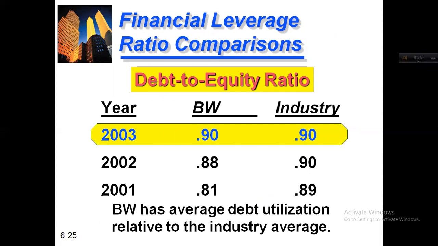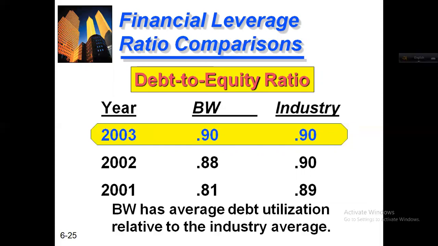invested by debt. So there is the trend analysis and cross-section analysis. In 2001 to 2003, our company's debt to equity ratio is 0.81 in the first year, 0.88 in the second year, and 0.90 in the third year. So our company's debt to equity ratio is increasing year by year. So the risk is also increasing.